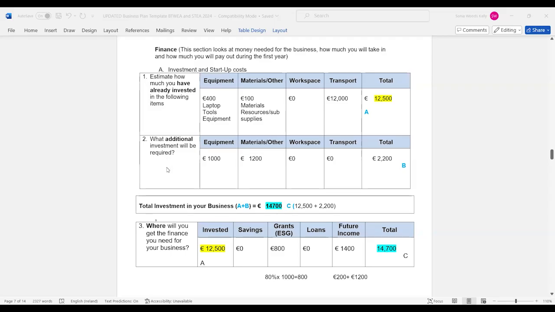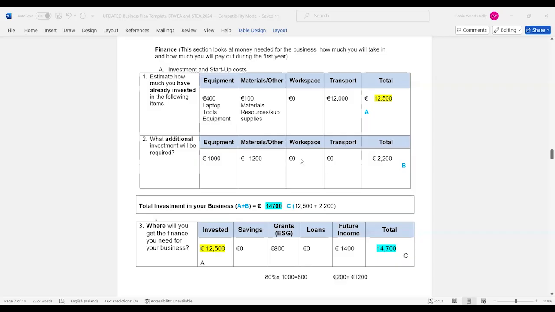Part 2 looks at what additional investment will be required. So in addition to these amounts listed here, once again, if there is any equipment that you plan to buy, put the amount here, and that should be backed up by a valid estimate or a valid quotation. If you need to spend money on materials or supplies to get up and running, put in the estimated amount here, and once again, back it up with a quotation.